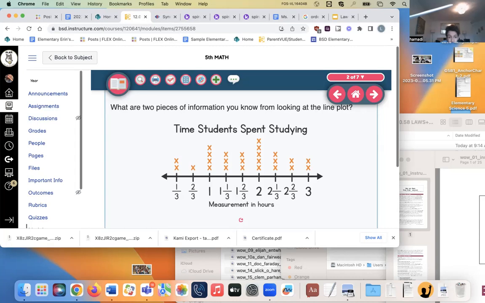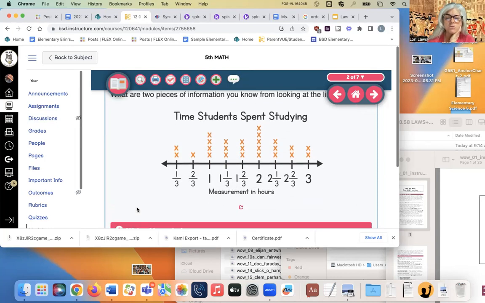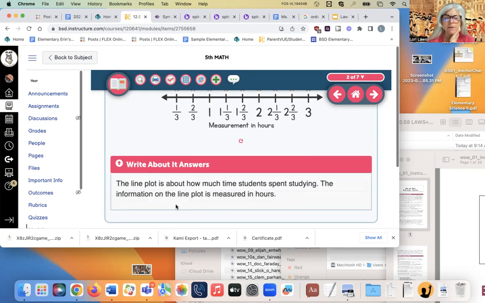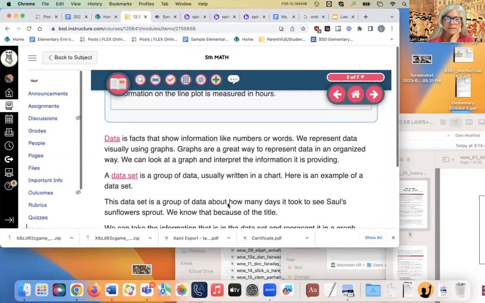So we're seeing measurement in hours, right? We can see that down here. Measurement in hours is one of the things we're seeing. What else are we seeing? What do these X's mean? Times students spent studying. So 2 students studied for 1/3 of an hour. 2 students studied for 3 hours. Yeah. Wow. Some people studied way more than others. So those are the 2 things you know, is how many hours somebody studied and how many kids did it. How much time they spent studying and how many kids studied.